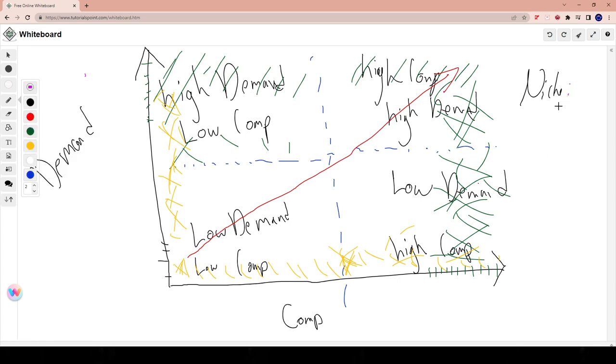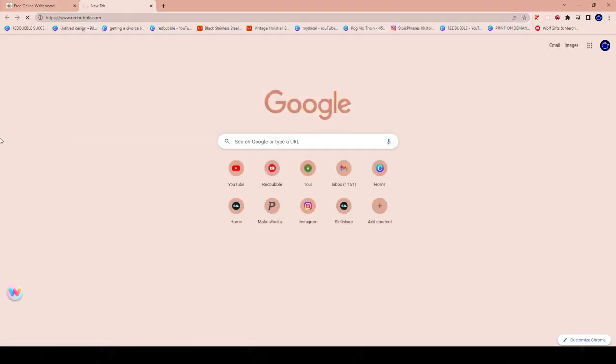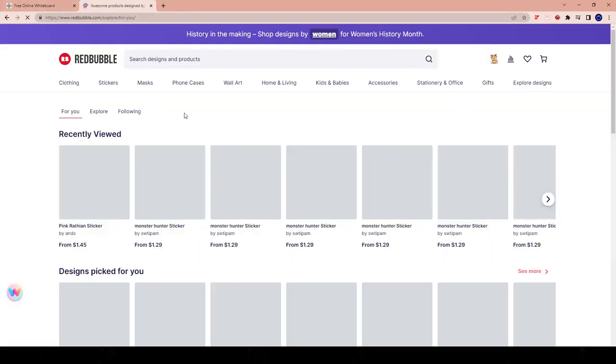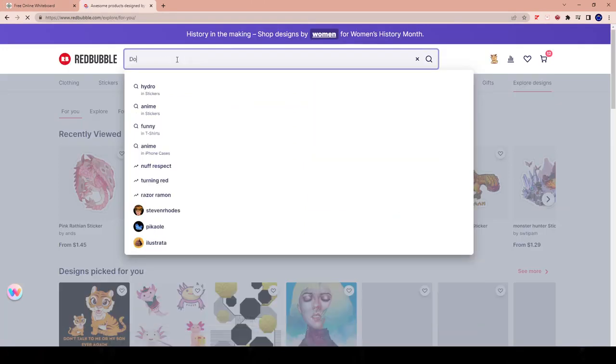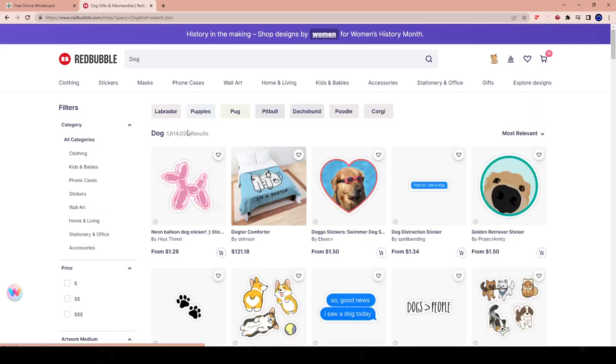So let's say the dog niche, right? Well, in that case, dog niches would be high competition, high demand. Well, how can I validate that? Let's go over here to Redbubble and let's search for the word dog. If we type in the word dog, there's 1.8 million results, and there's probably more and more every day. And on top of that, I can assume that a lot of people search for dog products.